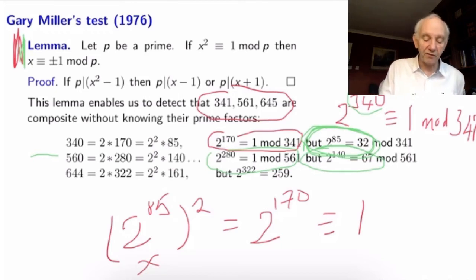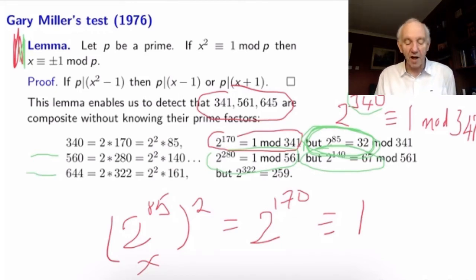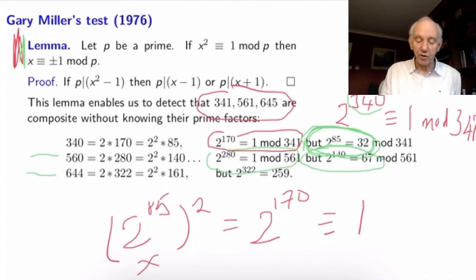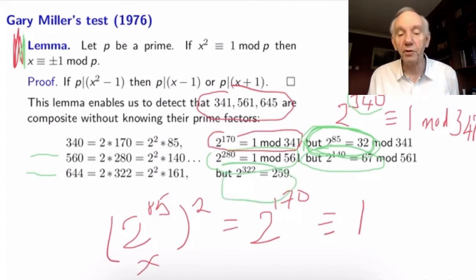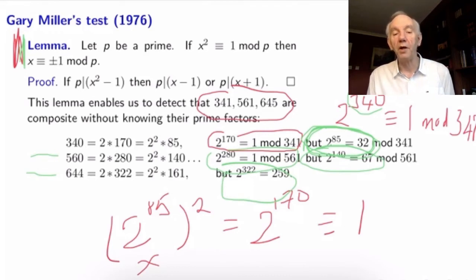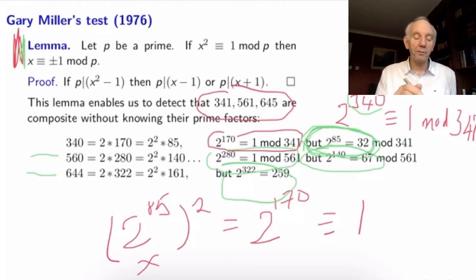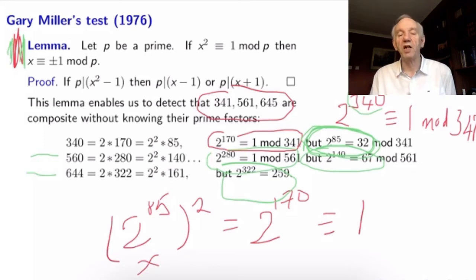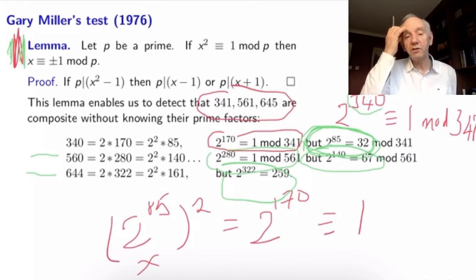And it's even easier for 645 because when we half that, we get 322, and already it turns out that 2 to the power 322 is neither 1 nor minus 1 mod 645. So in other words, by using this lemma, we can see this without having to factorize these numbers. Now, of course, these numbers are very easily factorized, but the principle would work for much, much bigger numbers. We can apply this test much more easily than we could trying to factorize the numbers.